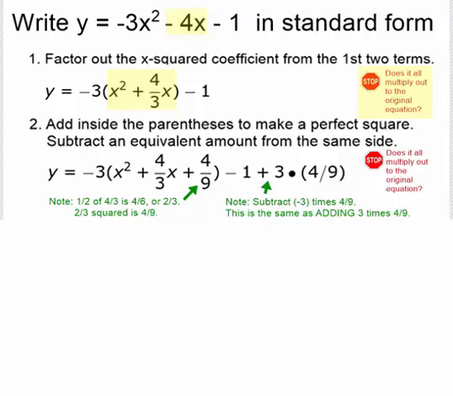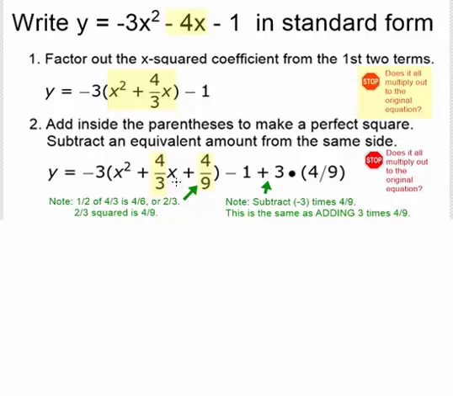The next step is to complete the square inside the parentheses. And we use this process of taking half of the coefficient on x. Half of 4/3 is 2/3. And when we square 2/3, we get 4/9. 2/3 times 2/3 is 4/9. That's the magic amount that makes us have a perfect square.